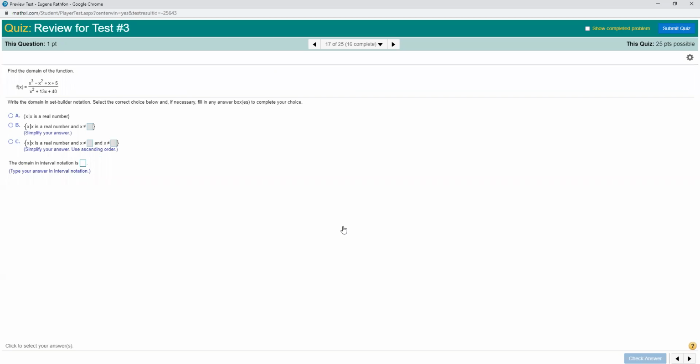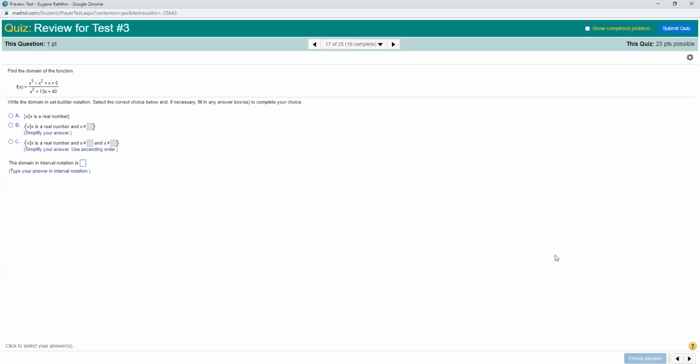All right, find the domain. So let me write this big old fraction down. x to the third minus x squared plus x plus 5, all divided by x squared plus 13x plus 40. Alrighty, so let's go to the screen, because there's only one thing we're doing to find a domain.